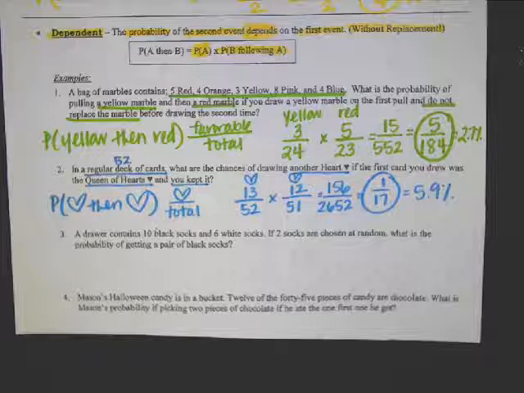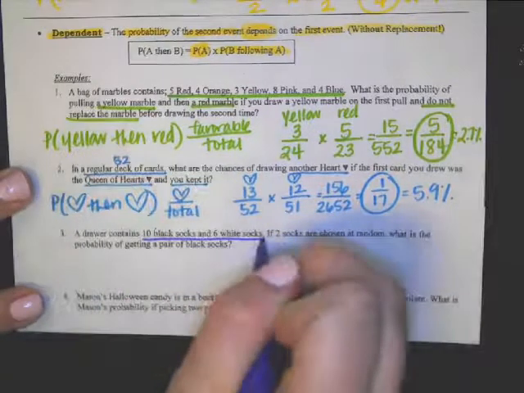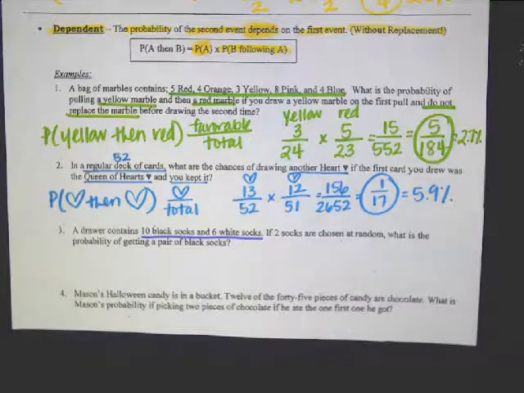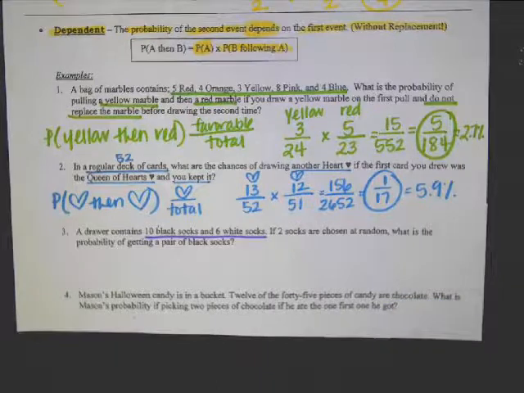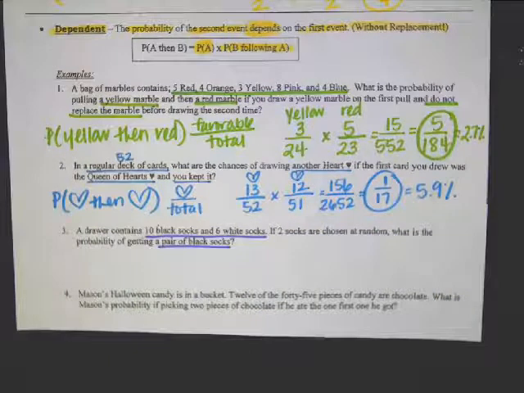Let's take a look at number 3. Number 3 says a drawer contains 10 black socks and 6 white socks. This is the contents of the drawer. If 2 socks are chosen at random, what is the probability of getting a pair of black socks? Now, when you hear a problem like this and we're talking about socks, it's usually because you're putting the socks on your feet. So I want you to think about when we grab 2 socks, one goes on your foot, and then you're trying to grab another sock and it's going to go on the other foot.